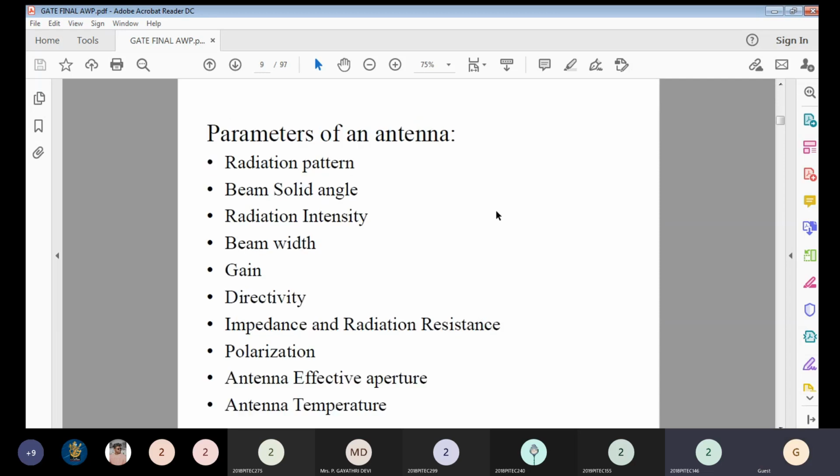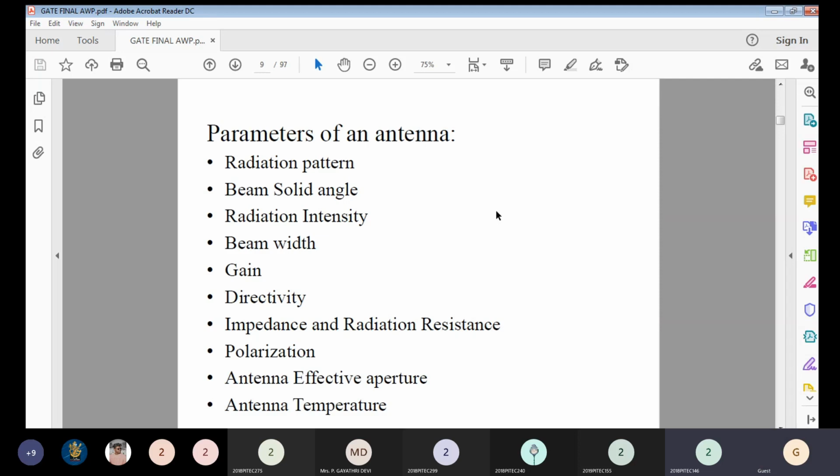As I told you, whichever topic they have given you in the GATE syllabus, whatever it may be, you have to know the basic fundamental concepts of the antenna. It is very important, not only for antenna concepts, but for all types of wireless communication like satellite, cellular mobile, Wi-Fi, Bluetooth, etc. We can use that concept as we proceed.